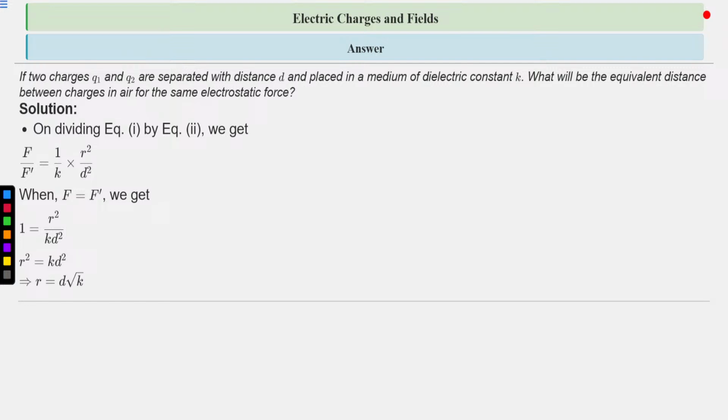What is the equivalent distance? R is d root k, where d is the initial distance when the two charges are placed in the dielectric medium. So we got the answer. I hope you understood. Let's move to the next question.